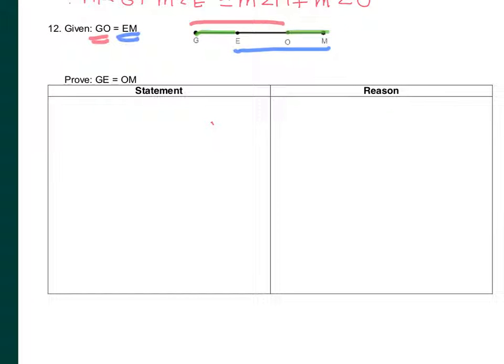We have GO equal to EM. Those are the larger segments. And we want to prove that GE is equal to OM, the smaller segments. We have this middle segment that they share that we need to subtract out to make the smaller segments. We're going to be using subtraction. We can handle that. We've done this before. Let's write our given. Length of GO equals the length of EM. Given.